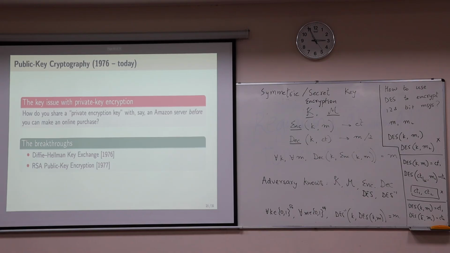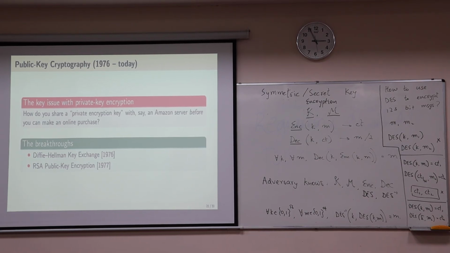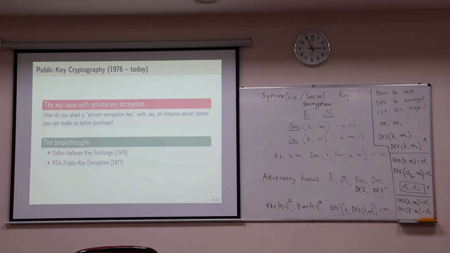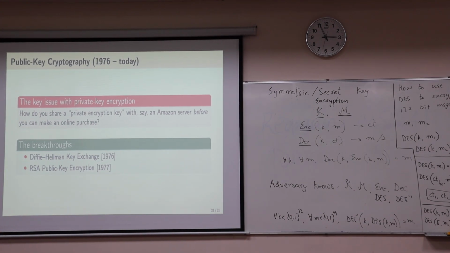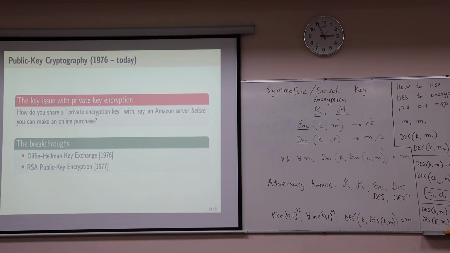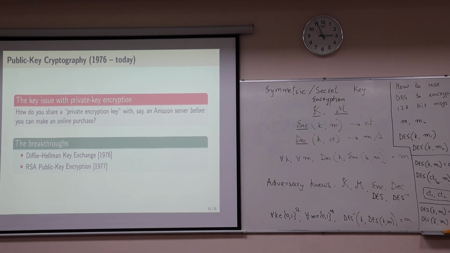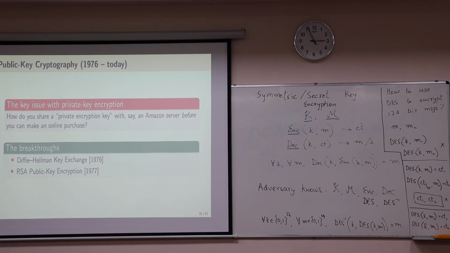This was addressed in 1976 by Diffie and Hellman. They gave a protocol for exchanging keys, and shortly thereafter, Rivest, Shamir, and Adleman gave the first public key encryption scheme. This was in 1977. Both these teams got the Turing Award. I don't remember which year, but these were major breakthroughs.